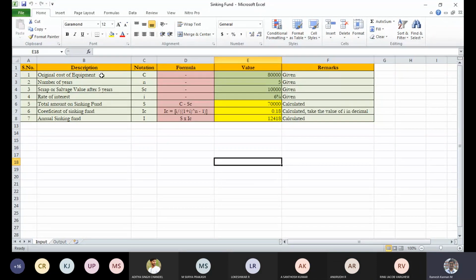The original cost of equipment is C. There's no formula involved, just 80,000. That's given in the problem, the concrete mixture is 80,000. Then the number of years, N, is 5 years. So understand that it's for 5 years. And the scrap or salvage value after 5 years is 10,000 rupees, and this is given.